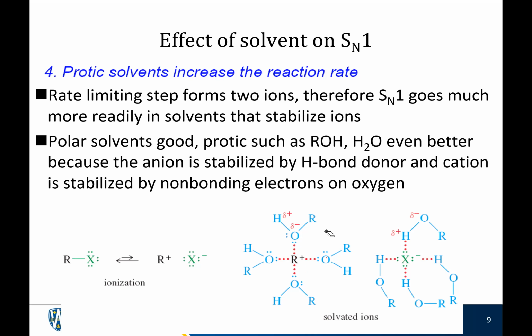So whereas the SN2 liked polar aprotic solvents, the SN1 likes polar protic solvents. They both like polar solvents. Just the SN1 wants them more polar, and you get them more polar by having them protic. And that's because we want to stabilize charges. Whereas in the SN2, we want to destabilize charges to make them go better.